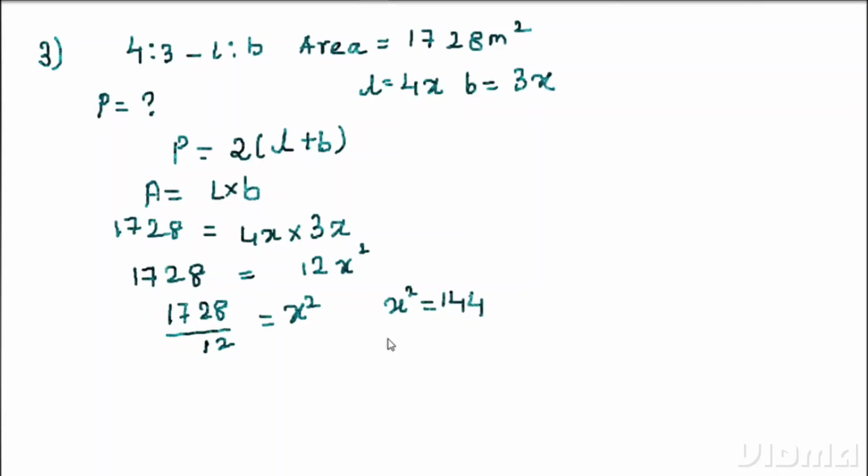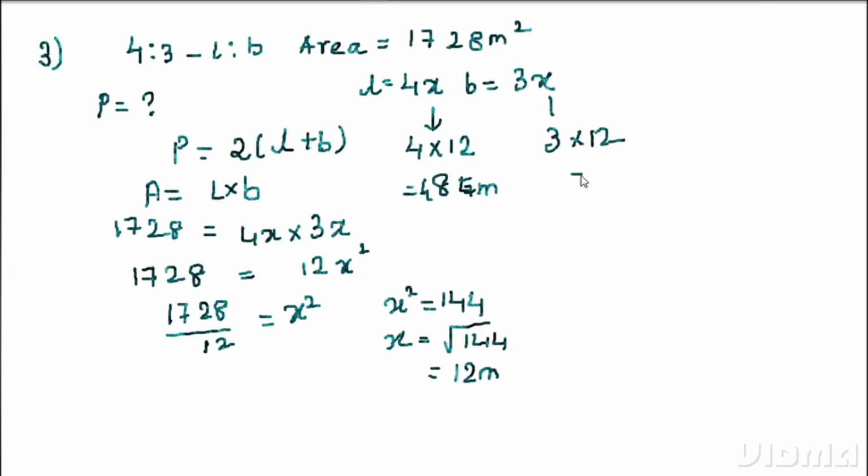So what is going to be my x? X will be the under root of 144. And you know the under root of 144 is 12 meter. Now I can write what my length is. It is 4 multiplied by 12, which gives me 84 meter. Oh, sorry, that is 48 meter. And breadth is 3 multiplied by 12, which gives me 36 meter.